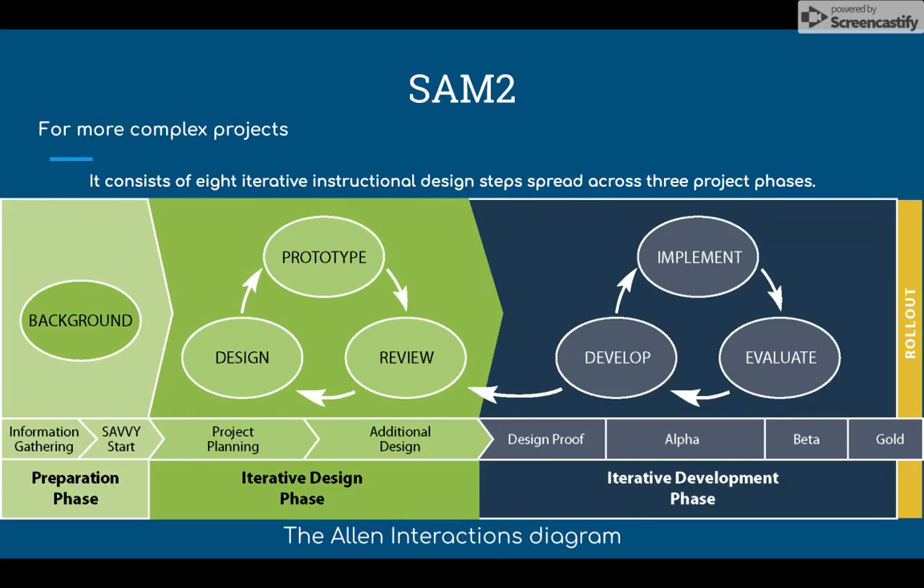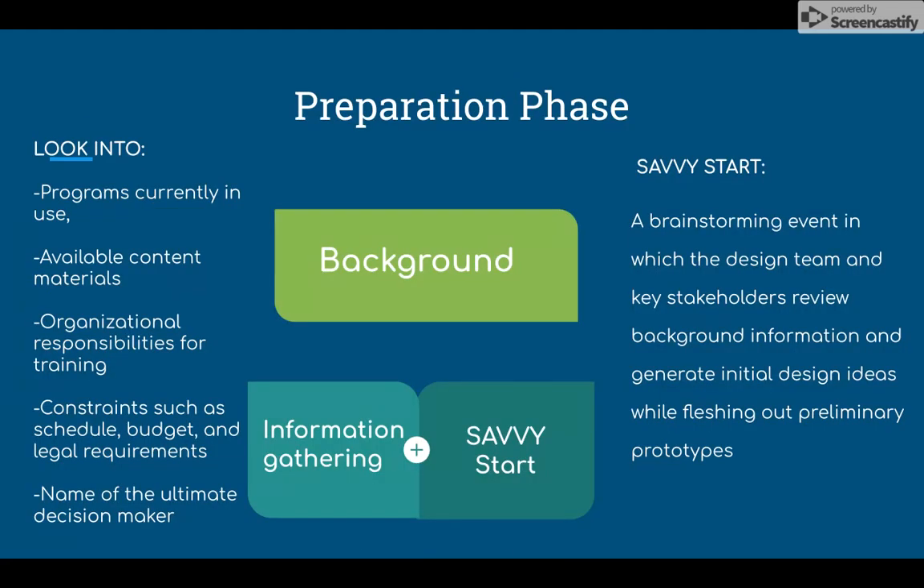For more complex projects, you can refer to the SAM2 model, which is an extended take on SAM1, and it consists of 8 iterative instructional design steps spread across the 3 project phases. The first phase is preparation. It is intended to be a quick and simple step so you can just jump right into the work.